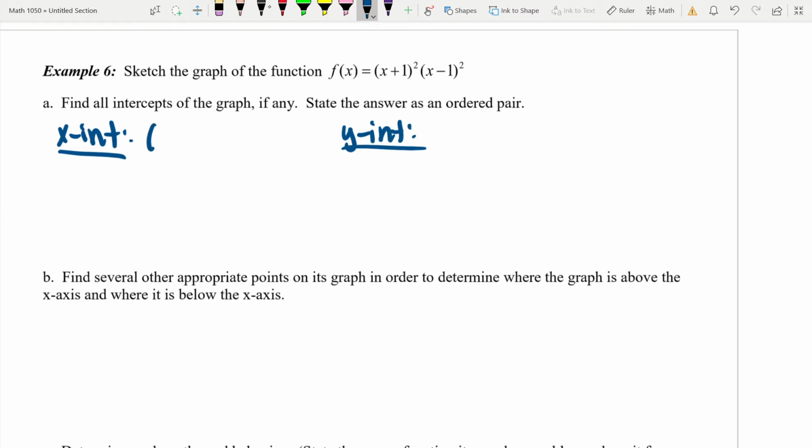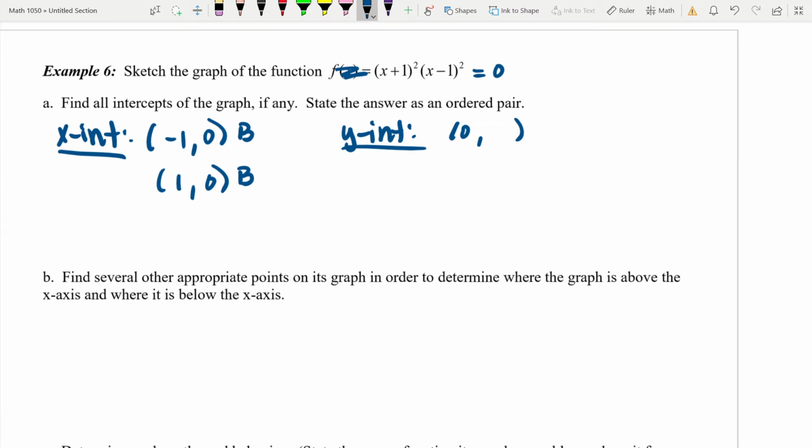To find the x-intercept, let y be 0. To find the y-intercept, let x be 0. You guys, I'm not even going to make you show work on the x-intercept, because you can just do this in your head. Look, set it equal to 0. The +1 gives me a -1. The -1 gives me a +1. So I have x-intercepts of -1 and +1. They're both even, so they both bounce. So we're going to put a B right there.